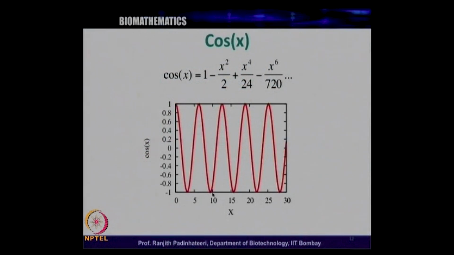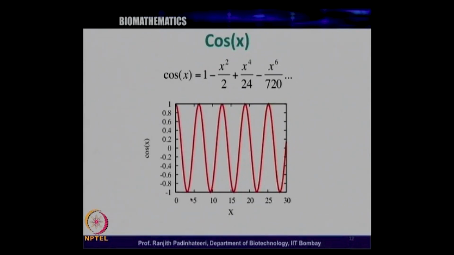Just like sin x, there is another function called cosine of x, written as cos of x. Let us look at the next slide, which is cos of x, which can be written as 1 minus x square by 2 plus x power 4 by 24 minus x power 6 by 720, and so on and so forth. So again, cos of x can be written as a combination of known functions like x square, x power 4, x power 6, etc. And if you sum all of them, you will get cos of x.